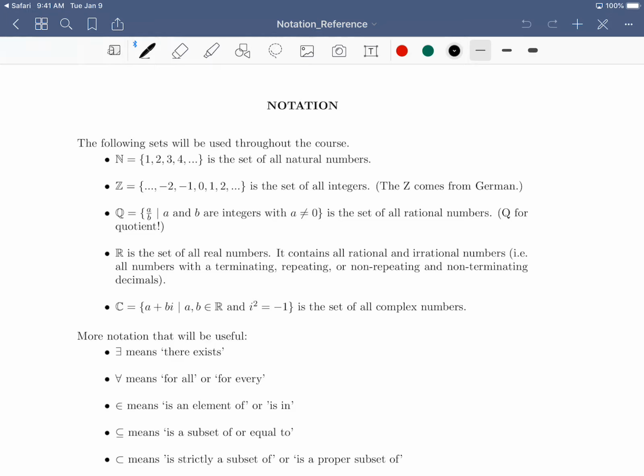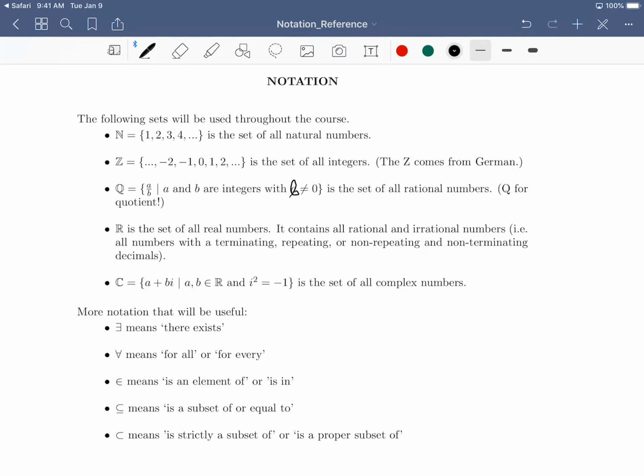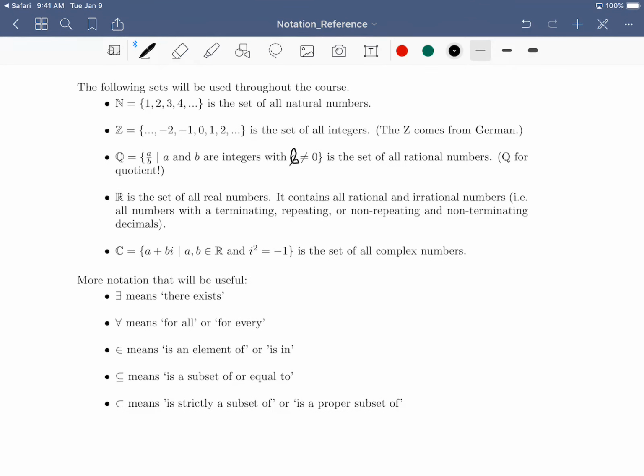Q is the set of rational numbers, so these are the quotients. They're a over b, where a and b are integers. And this is a typo: b is not 0. That denominator should not be 0. R is real numbers, so that's all the above. It's rationals, it's integers, it's natural numbers. All of those are in there. And also the non-repeating and non-terminating decimals, things like pi and e and the square root of 2 are all in the real numbers. C is the set of complex numbers.